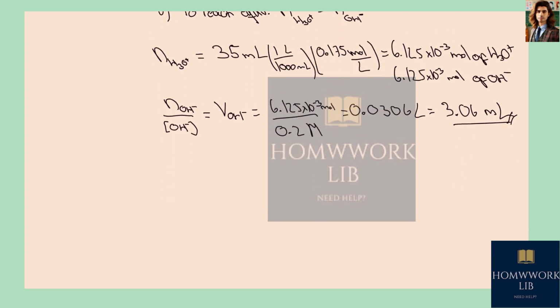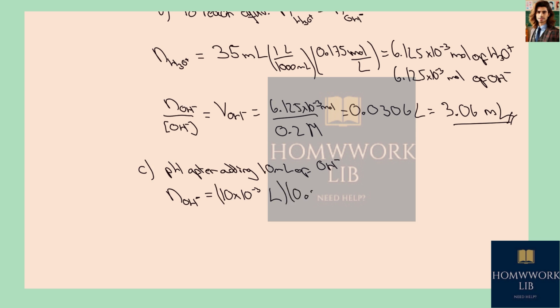Next up, in C, we are asked what is the pH after adding 10 milliliters of base or of OH minus. In order to do that, we need to know the amount of mole of OH minus that we added. That is simply 10 milliliters. I'm going to use directly the conversion to liters, multiplying by 10 to the minus 3, times our concentration, which is going to give us 2 times 10 to the minus 3 mole of OH minus.